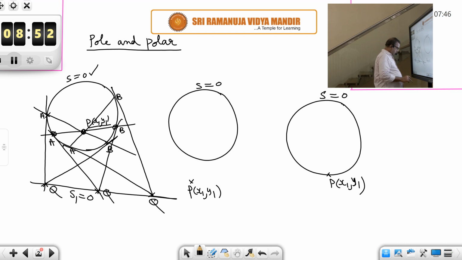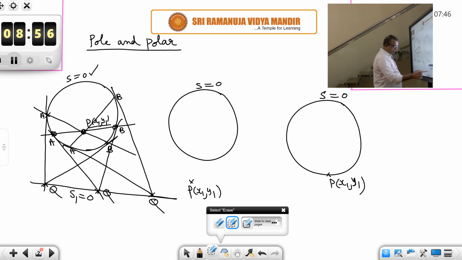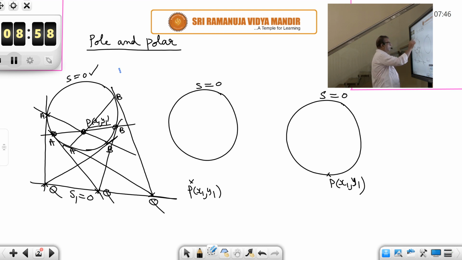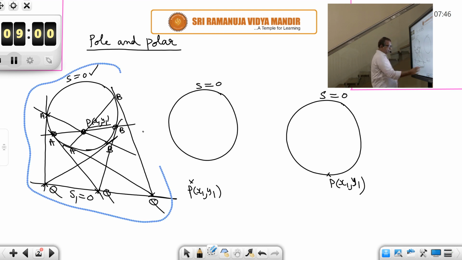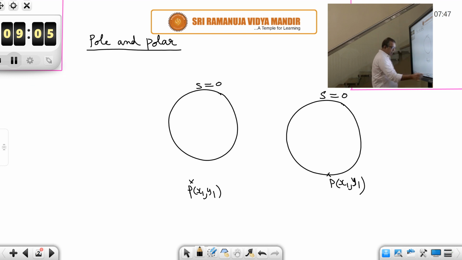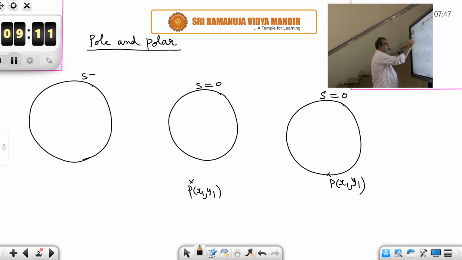So, now, I will remove this diagram, first diagram, and again afresh I will draw it. Okay. This is point inside. Okay. So circle S is equal to 0. Point can be anywhere.